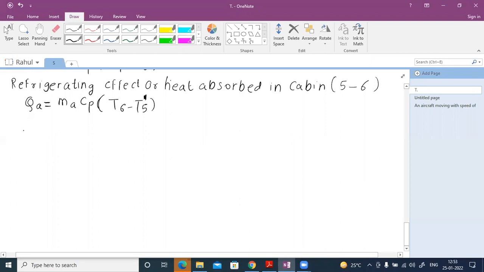Simple example: let us take one ton of ice, which means 1,000 kg of ice. When that 1,000 kg of ice starts to melt at 0 degrees Celsius, whatever refrigerating or cooling effect is produced is called 1 ton of refrigeration. So what is 1 ton of refrigeration? I will also write it down here.